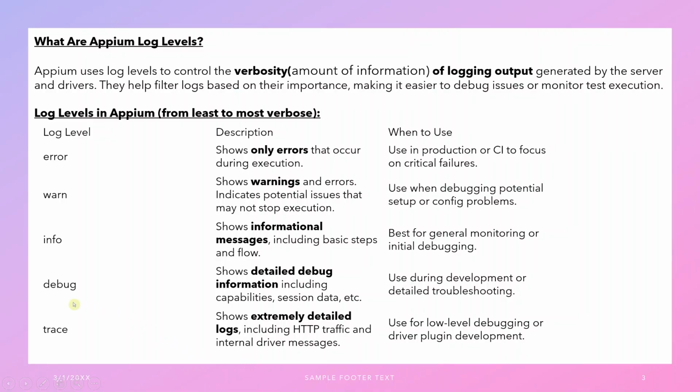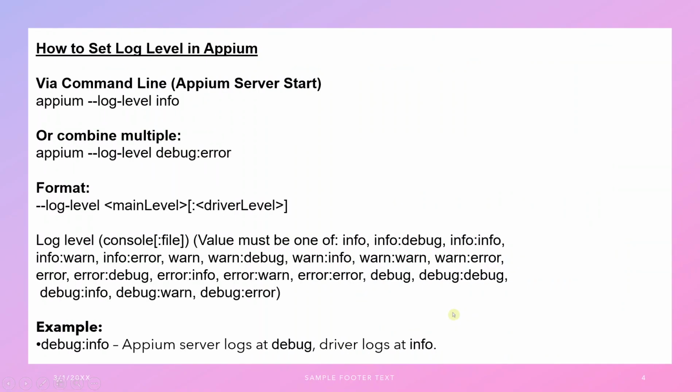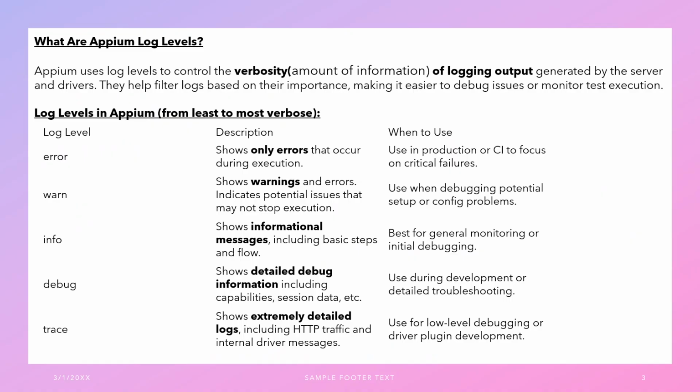And debug. Debug is the default log level under APM. If you do not mention the log level argument, automatically the log level is debug. Debug shows detailed debug information, including the capabilities, session data, everything. An example of debug is APM checking whether ADB is present at a given location. When to use this one? Use it during development or detailed troubleshooting. In that case, we have to use log level debug.